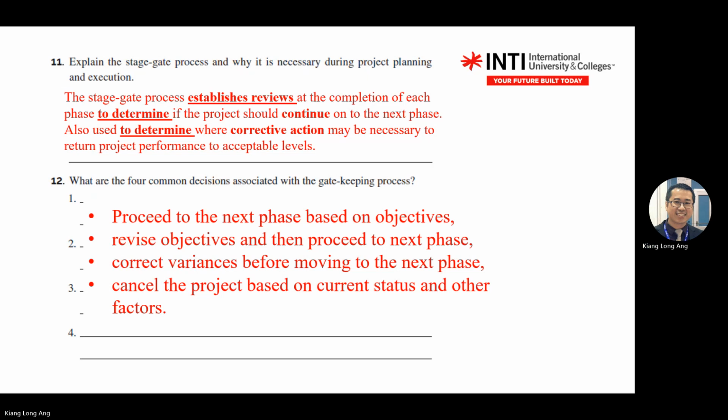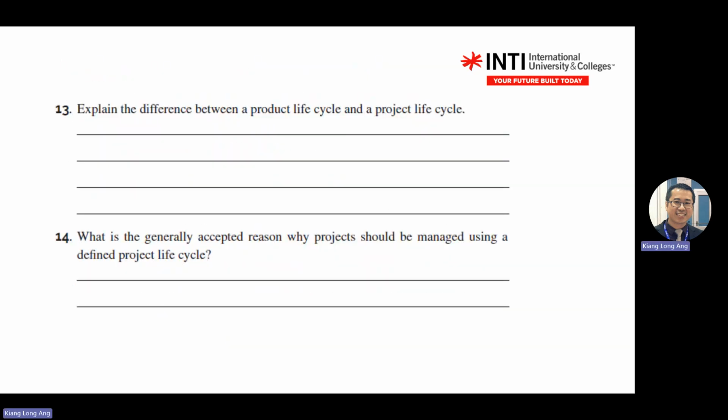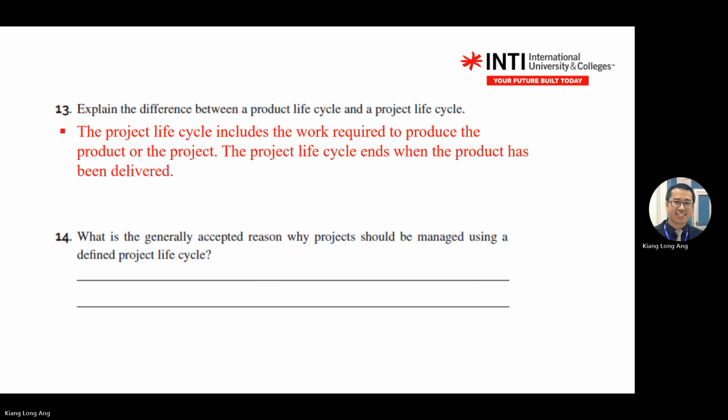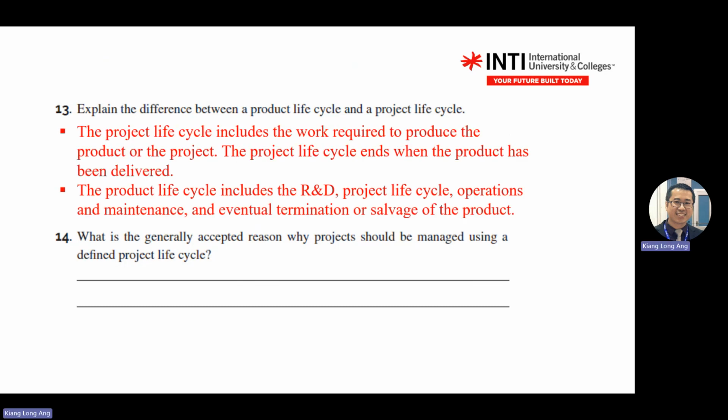Okay. Explain the difference between product life cycle and project life cycle. This one I give you the answer. Project life cycle is the work involved. Product life cycle includes R&D. Project life cycle is inside the product life cycle. So it's only one part of the product life cycle. That means the project life cycle is one component of the product life cycle. Product life cycle is bigger and more general. Operation, maintenance, and end of the product. Okay.